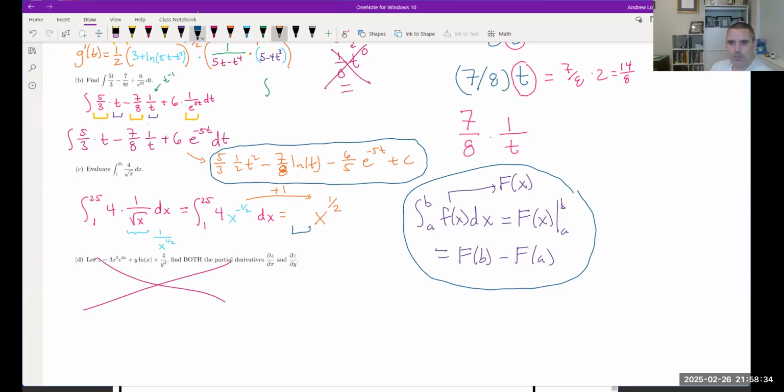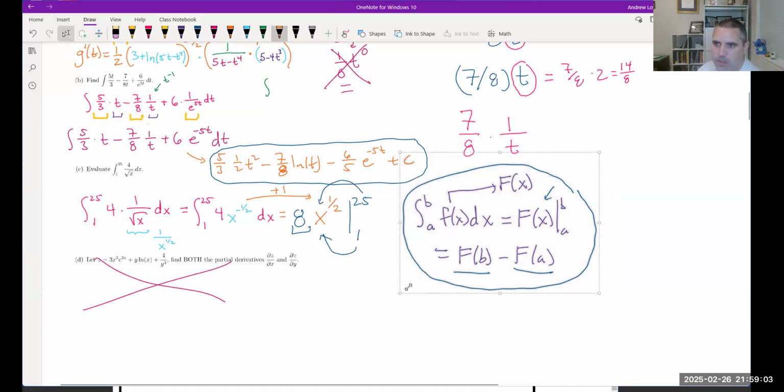So you're gonna flip the 1/2, which will be a 2, but there already was a 4 there, so this should be an 8. And then we're plugging in 1 and 25. So that's this step. And then to finish the problem off, we need to plug in the 25. That's this. And plug in the 1. That's that. And subtract.